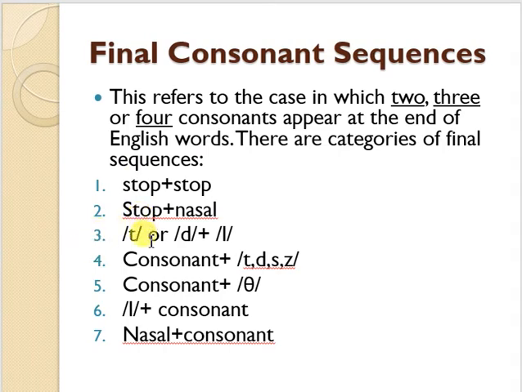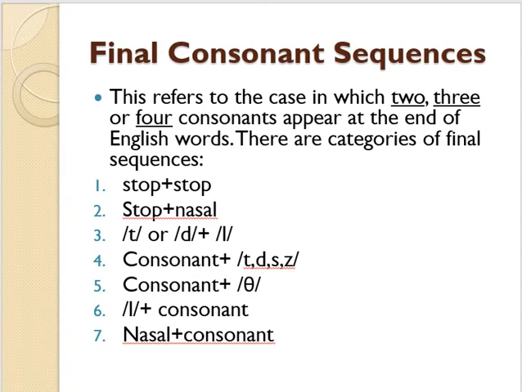Number 3 t or d plus l يعني stop plus lateral. ال L sound هو lateral. Number 4 any consonant that can be followed by t, d, s, z. Number 5 any consonant that can appear with th sound. Number 6 L or lateral plus any consonant. And finally we have the nasal plus any consonant. راح ناخذهن بالتفصيل ناخذ عليهن أمثلة.